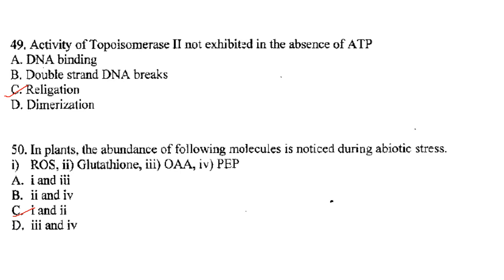Then next one. Activity of topoisomerase 2 not exhibited in the absence of ATP. That is religation. Answer is option C. Then next one. In plants, the abundance of the following molecule is noticed during abiotic stress. So which are those molecules? It is ROS, reactive oxygen species, glutathione, oxaloacetic acid, PEP. So the answer here is 1, that is ROS and glutathione are noticed during abiotic stress, that is reactive oxygen species and glutathione. Answer is option C, 1 and 2.